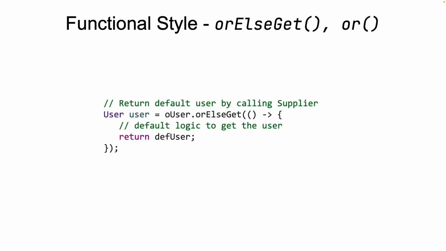Now, there is also a similar or method in optional, which also uses a supplier, but it supplies an optional of a user instead of the user. That's a subtle difference.